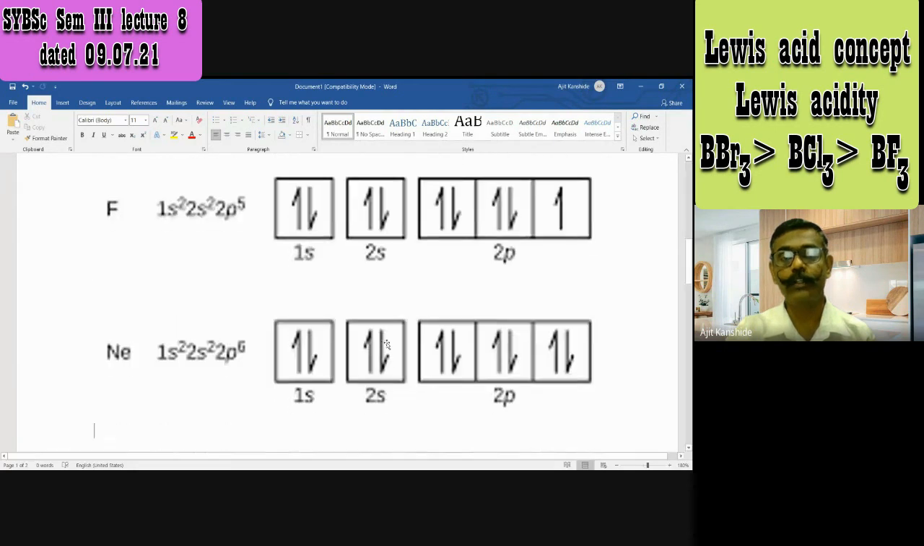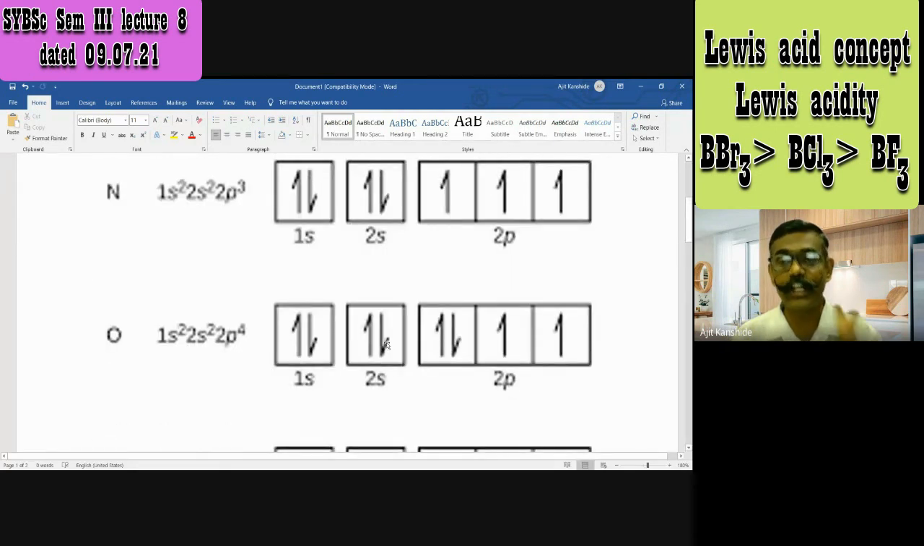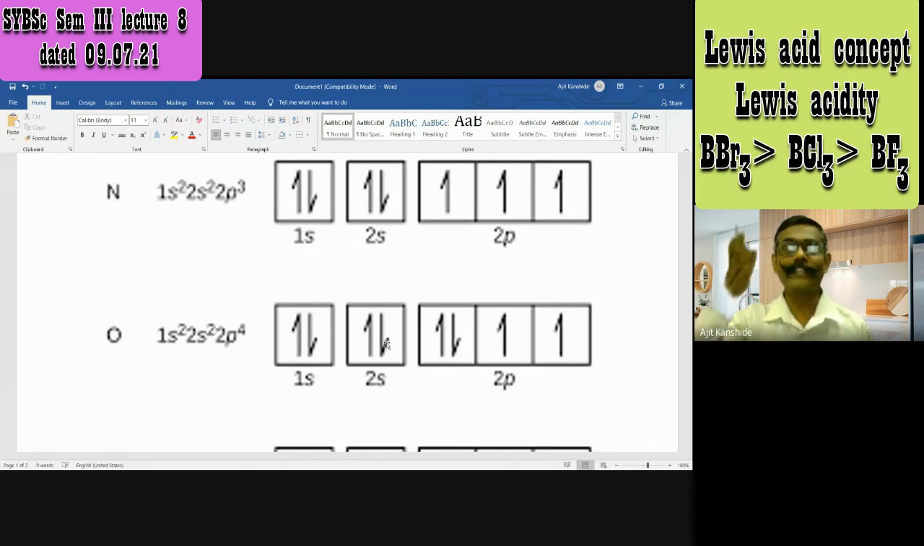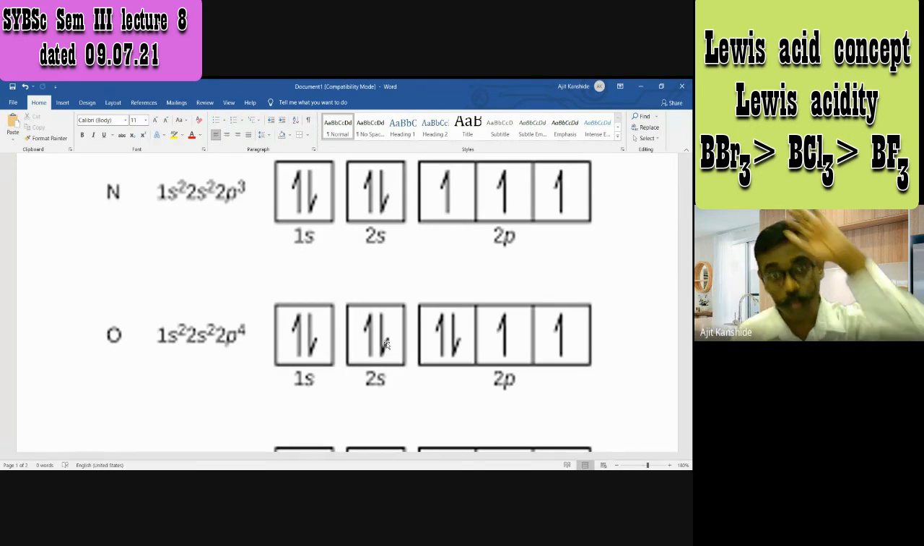If you come to the next element, say oxygen. Oxygen has 2 unpaired electrons, and oxygen has no space available at this moment to excite an electron. If an electron has to be excited, then you will excite from 2p orbital to 3s orbital. Again, more energy gap, second shell to third shell. If oxygen could do that, then 4 electrons would have been available.